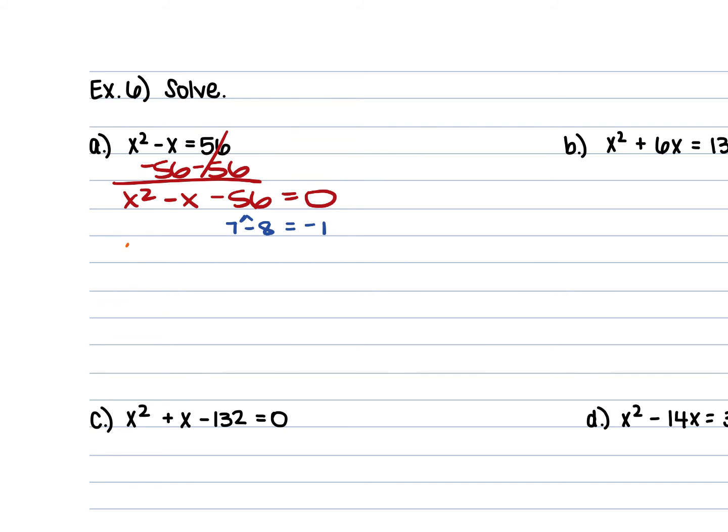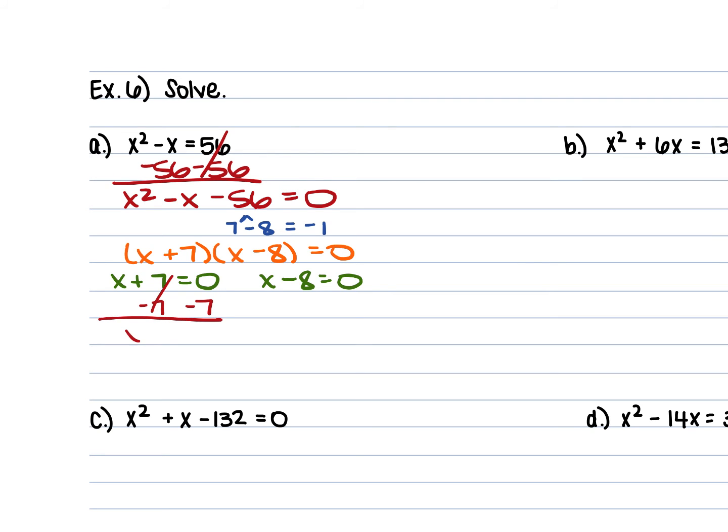So this factors out to be x plus 7 times x minus 8 is equal to 0. We're going to set each part equal to 0. So x plus 7 is equal to 0. X minus 8 is equal to 0. And we solve for both of them. Move your 7 over by subtracting it from each side. So we have x is equal to negative 7. We do the same thing with the 8. Add it to each side, though. And we get that x is equal to positive 8 as well. So negative 7 and 8.